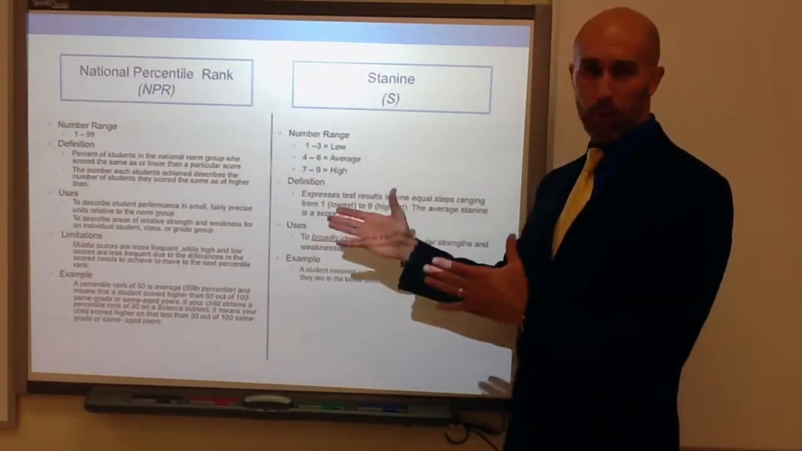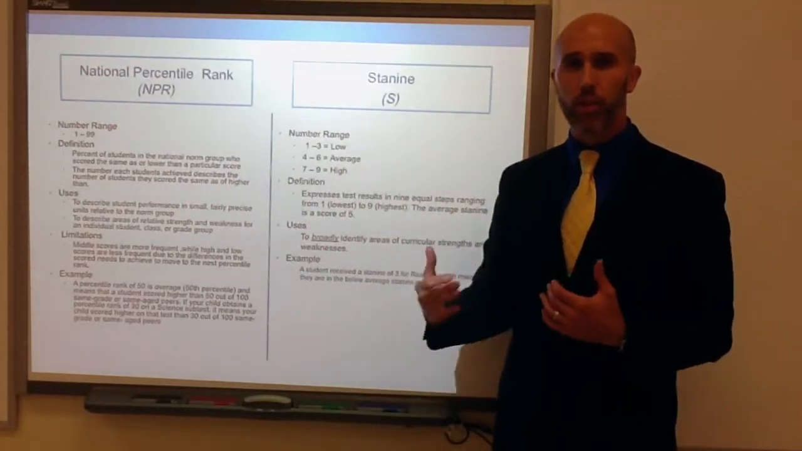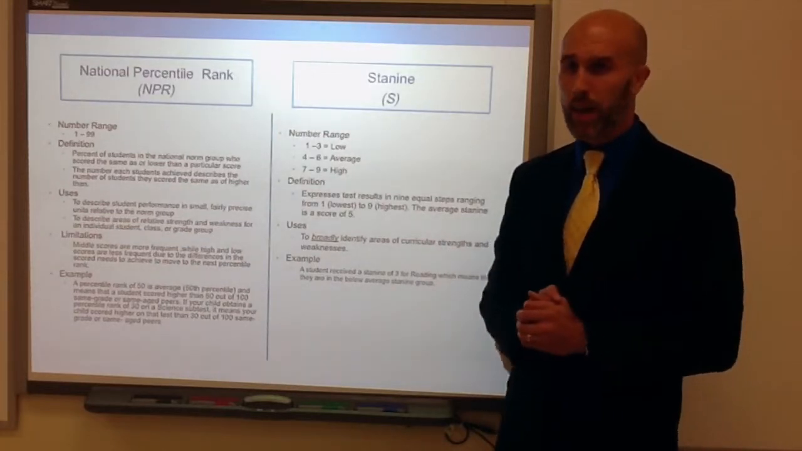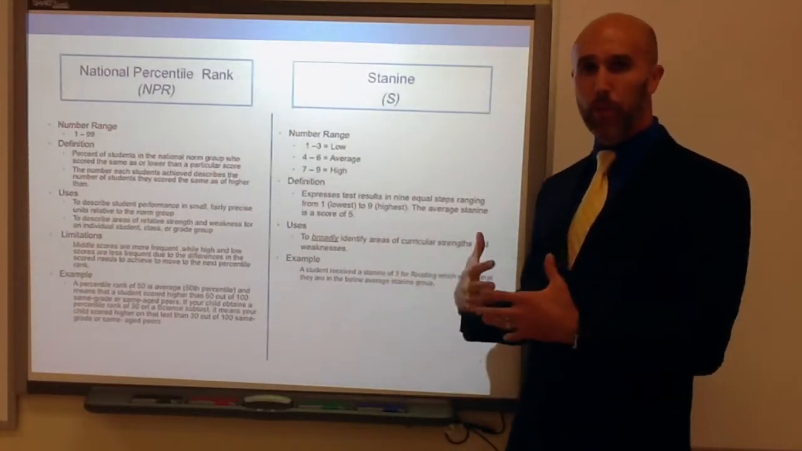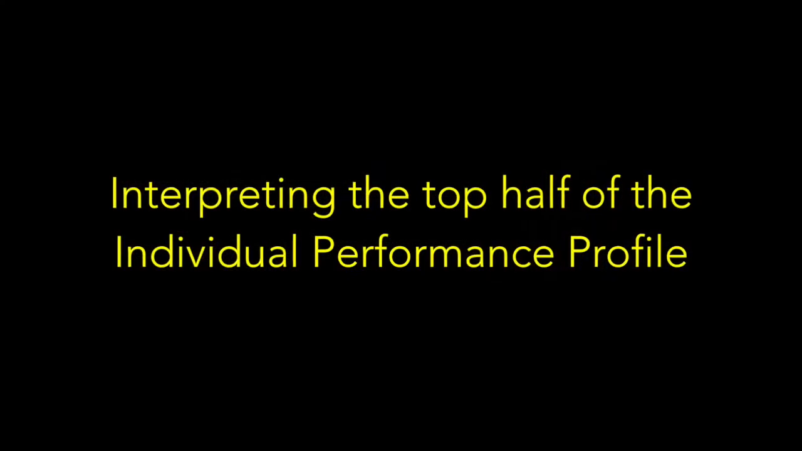So let's take a look at both NPR, which is a scale from 1 to 99. It's a point of comparison. It's going to rank your son or daughter in comparison to all the other students who took the same test at the same time, and then coupling it with stanine can help us to interpret and analyze your child's scores.